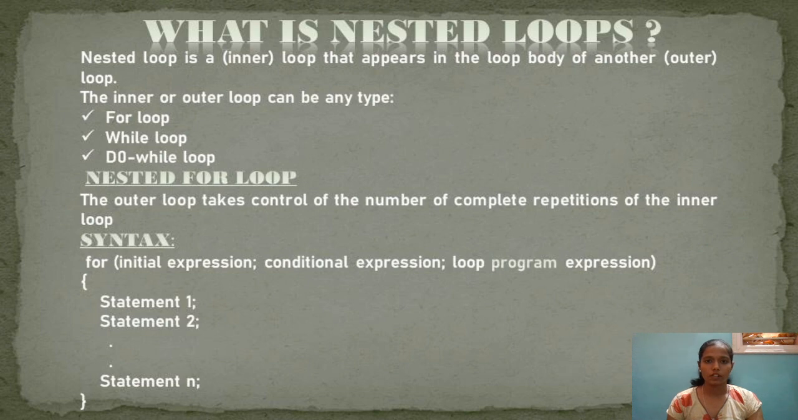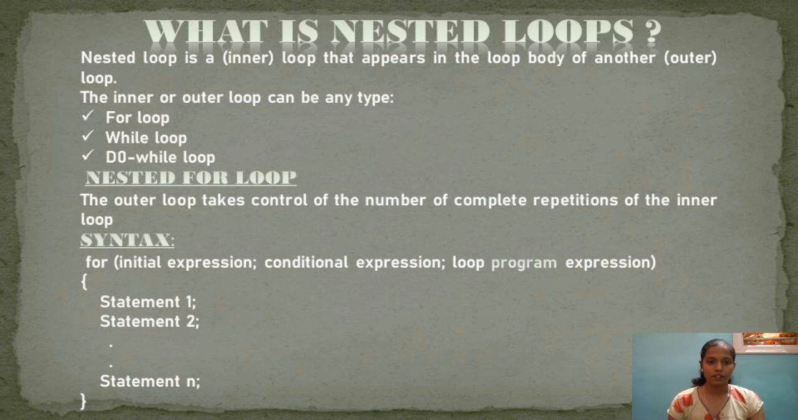Let's see what is a nested loop. A nested loop is a loop that appears in the loop body of another loop, that is an inner loop and another outer loop. The inner or outer loop can be any type, that is for loop or while loop or do while loop. Let's see what is a nested for loop. The outer loop takes control of the number of complete repetitions of the inner loop.